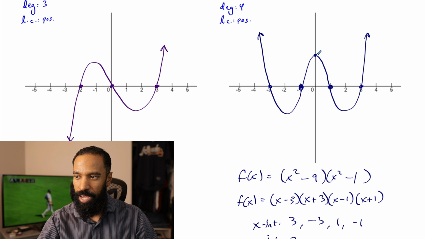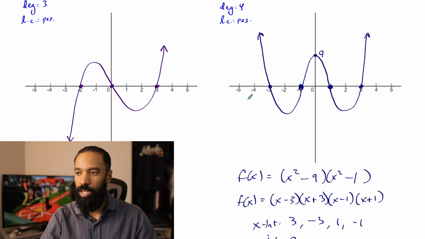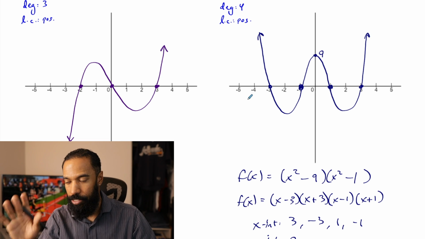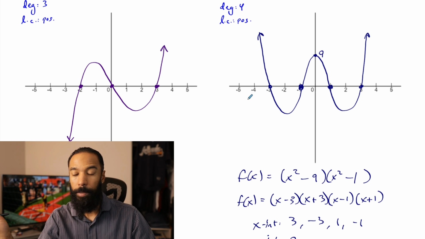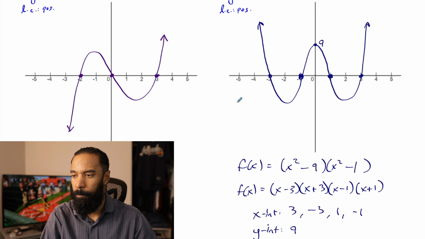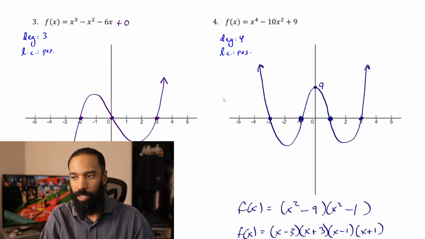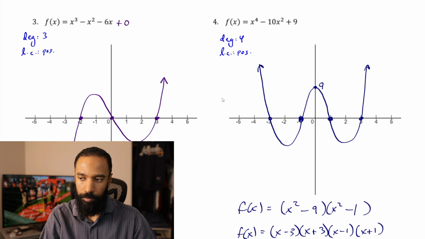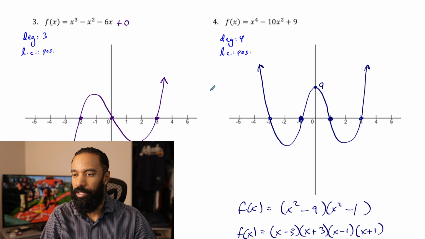And then this is going to be 9. This is going to be y equals 9 right there. So we have the x-intercepts at -3, -1, 1, and 3. Very, very symmetrical, like I said. I assume it is symmetrical, at least. And then y equals 9 is the y-intercept right there.